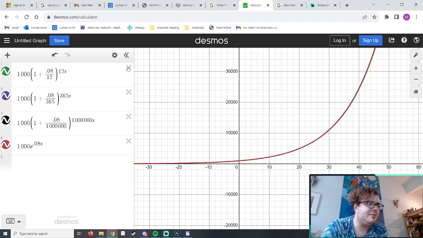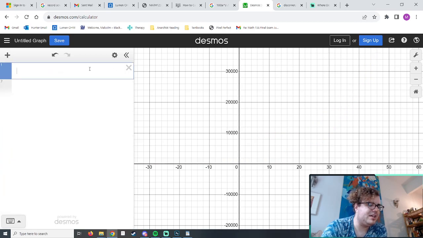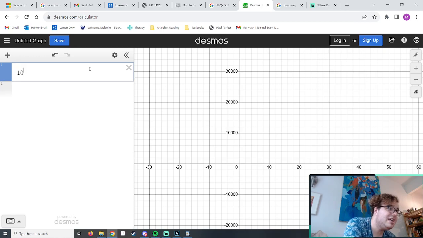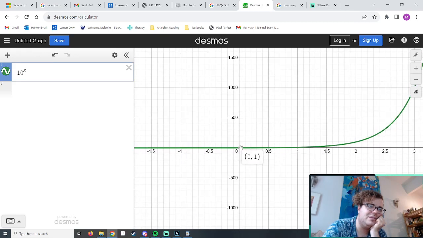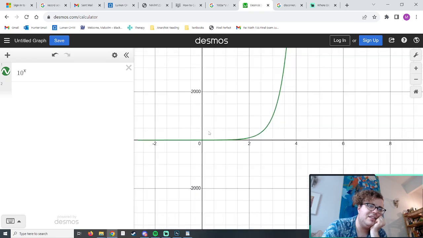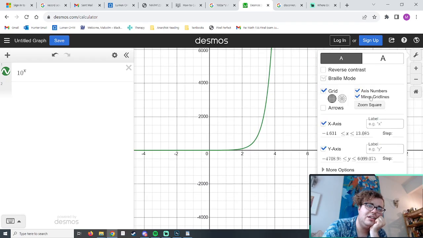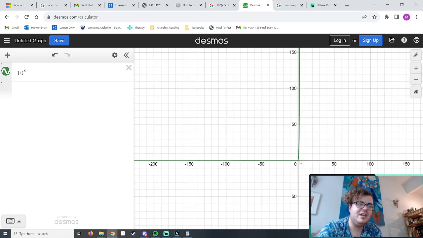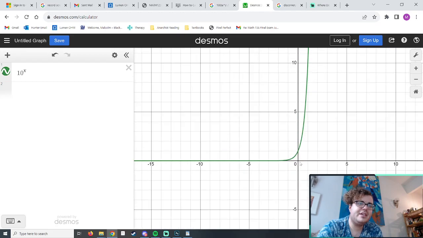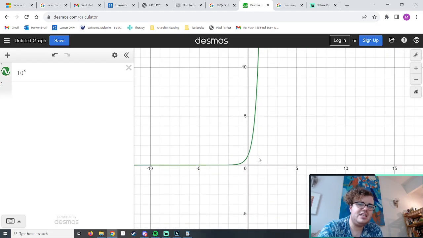But let me graph just a basic exponential for you now, because let's say I just have the exponential 10 to the x power. Resetting my zoom here a little bit, and making this zoom square. There we go. So this is what the function 10 to the x looks like.